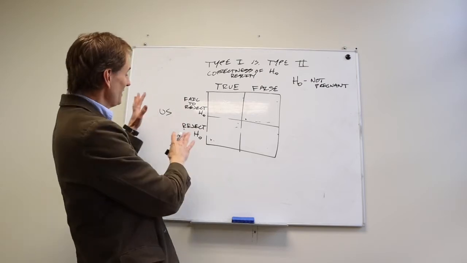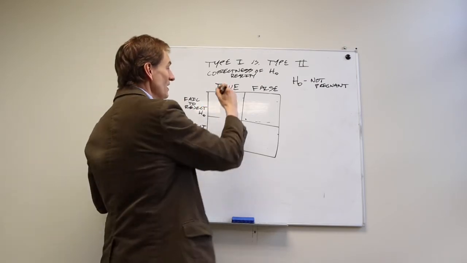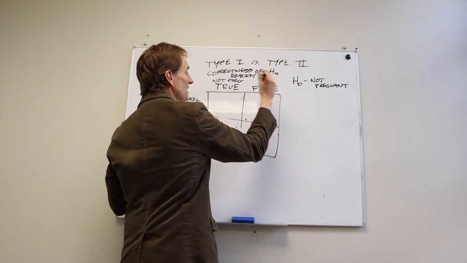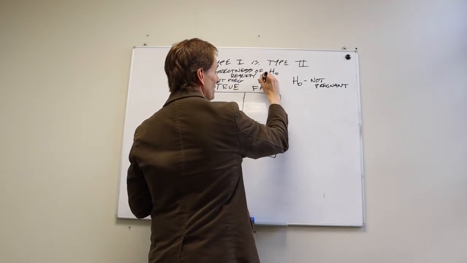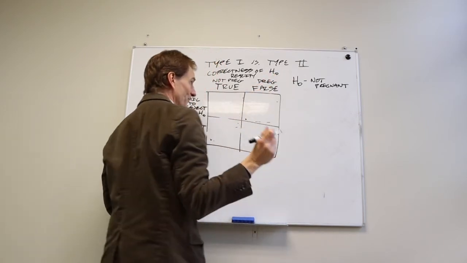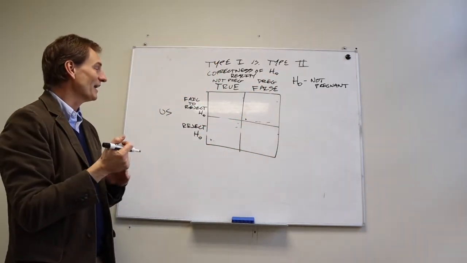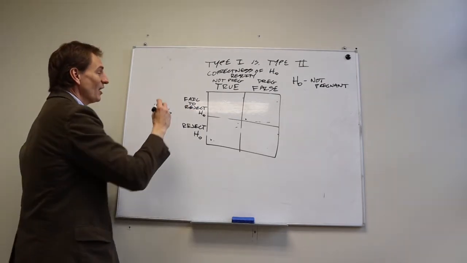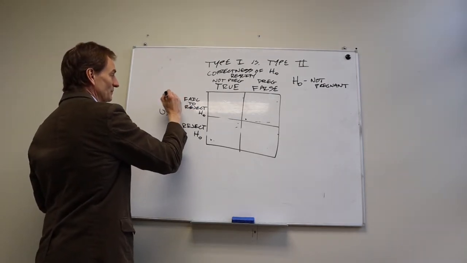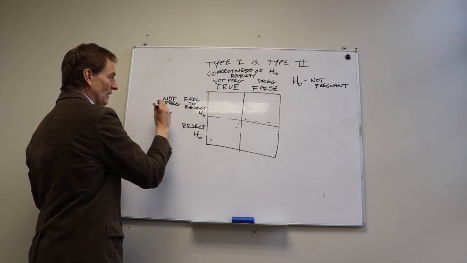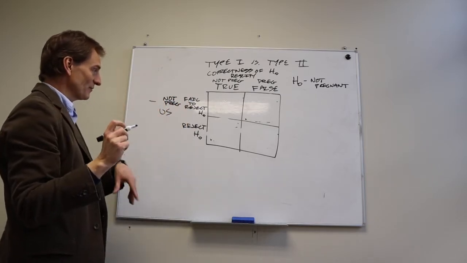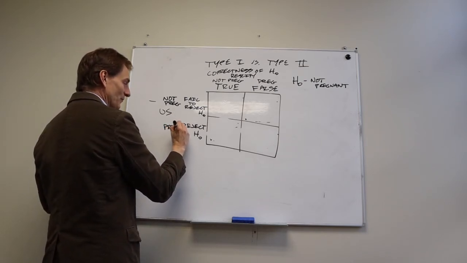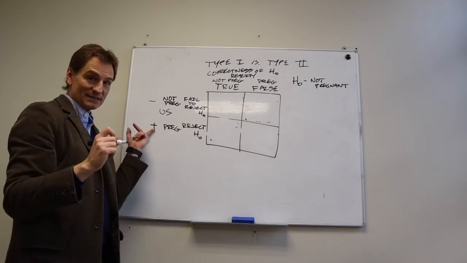So here's us over here. If the null hypothesis is true, you're not pregnant. If the null hypothesis is false, then you are pregnant. Okay, so we're clear on that. Failing to reject a null hypothesis means that you're saying you're not pregnant. So it comes up negative. Rejecting the null hypothesis says that you're pregnant, and so the test comes up positive.